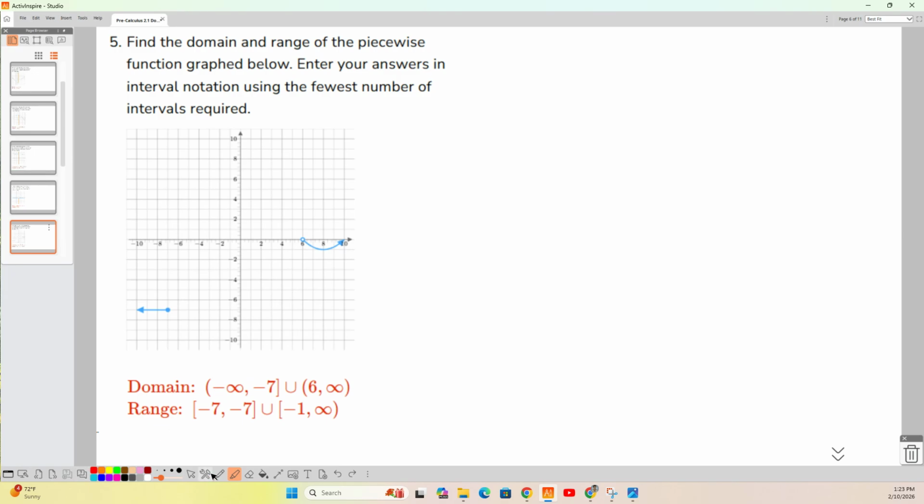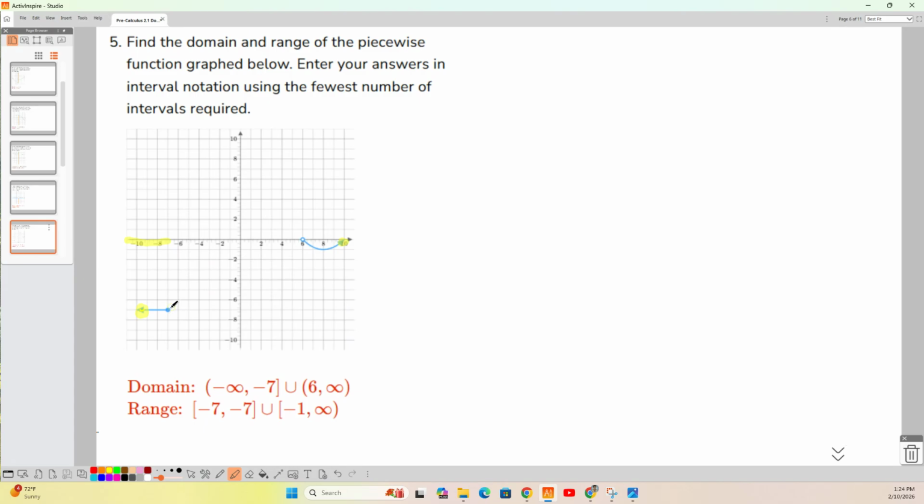Let's try this one. For the domain, so possible x values, I see this arrow that's pointing to the left. So I know that my x's will go to negative infinity. I see this arrow here, so I know the x's will also go to positive infinity. So coming from negative infinity, the graph exists until we get to -7. There's a closed circle here.